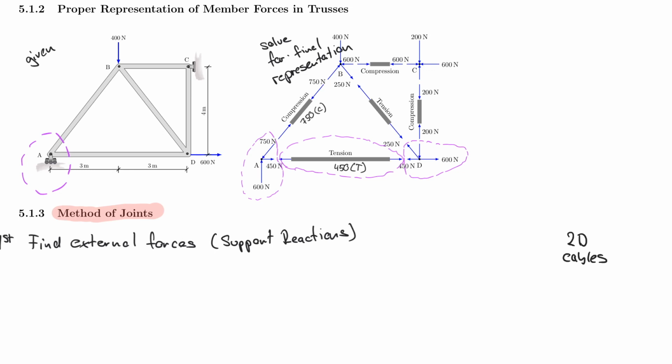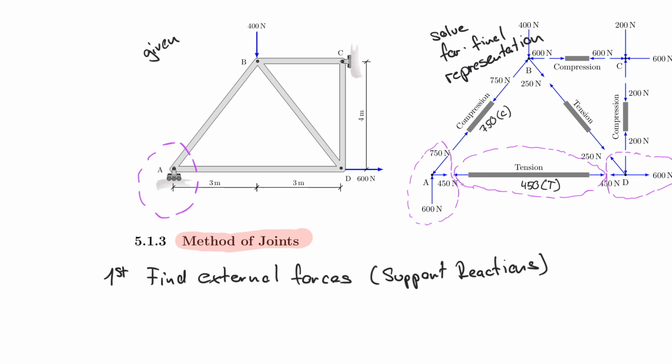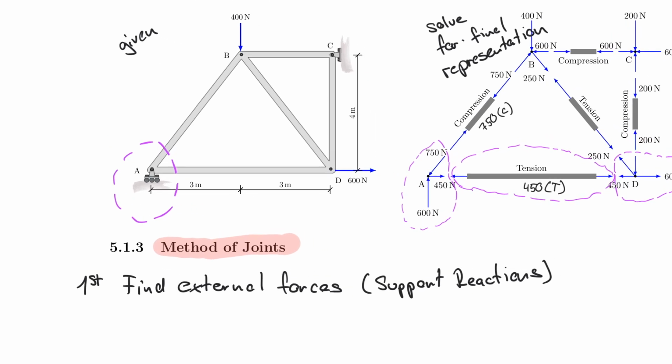Remember, as we said before, we had the sum of the forces in X and the sum of the forces in Y that we could use to solve this. And this is similar here. And remember that for the cables, we could only solve for two unknowns at a time. And this is true for the method of joints as well. So let's take a look at the structure here.